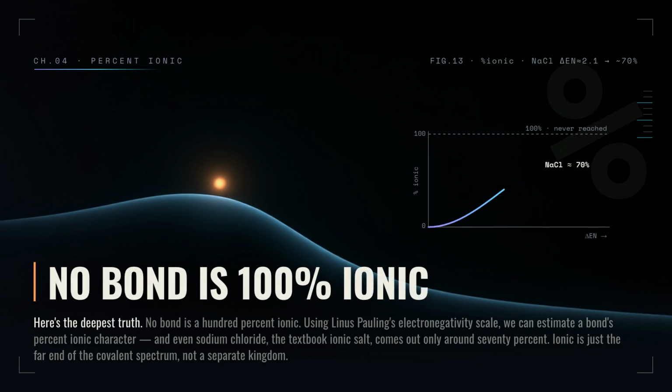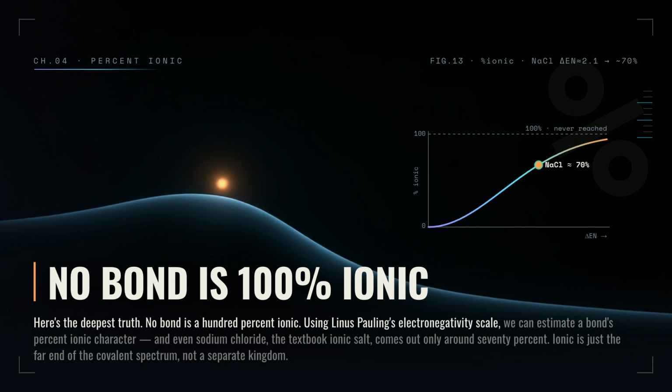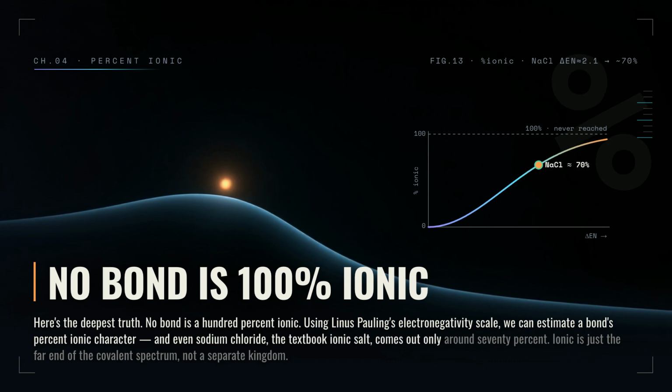Here's the deepest truth. No bond is 100% ionic. Using Linus Pauling's electronegativity scale, we can estimate a bond's percent ionic character. And even sodium chloride, the textbook ionic salt, comes out only around 70%. Ionic is just the far end of the covalent spectrum, not a separate kingdom.